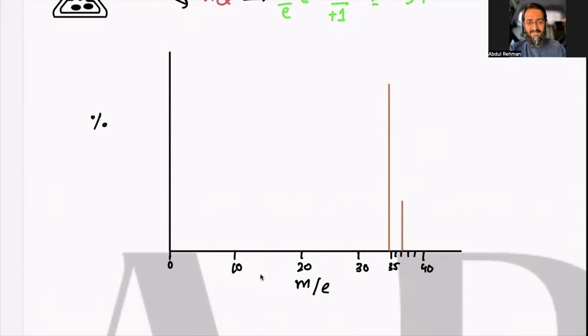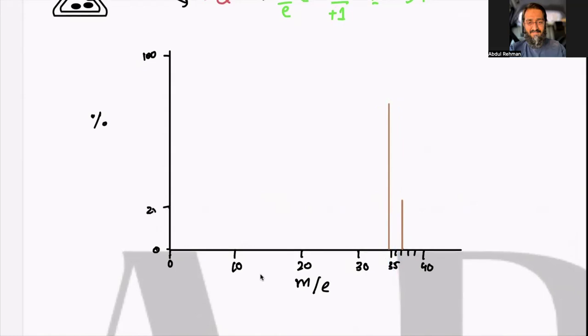So if I scale it over here, this is 100%. Then 25, 50, 75. So this is how we get the results.